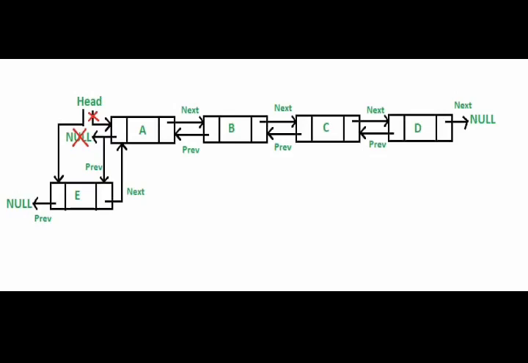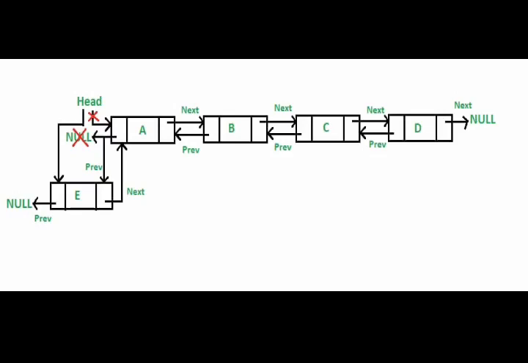Make a connection between E and A by saying E's next is A and A's previous is E. The head pointer is pointing to node A. You have to make the head pointer point to node E. After doing that, the head pointer is now pointing to node E. So E is considered the head node.